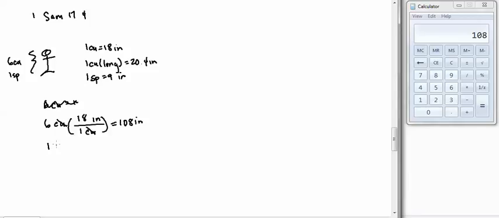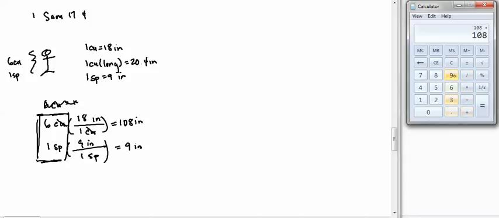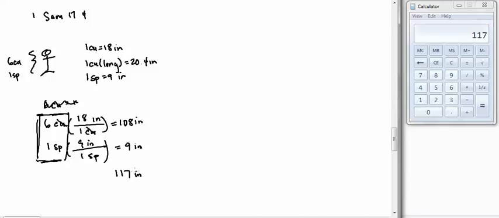1 span is equal to 9 inches. So that would be 1 span per 9 inches. So I start off with what they gave me, which is 6 cubits and 1 span, and then I'm converting that all into inches because I basically know how to deal with things in inches. 1 span is equal to 9 inches, so 1 times 9 is 9. So apparently Goliath was 108 plus 9. That's 117 inches.